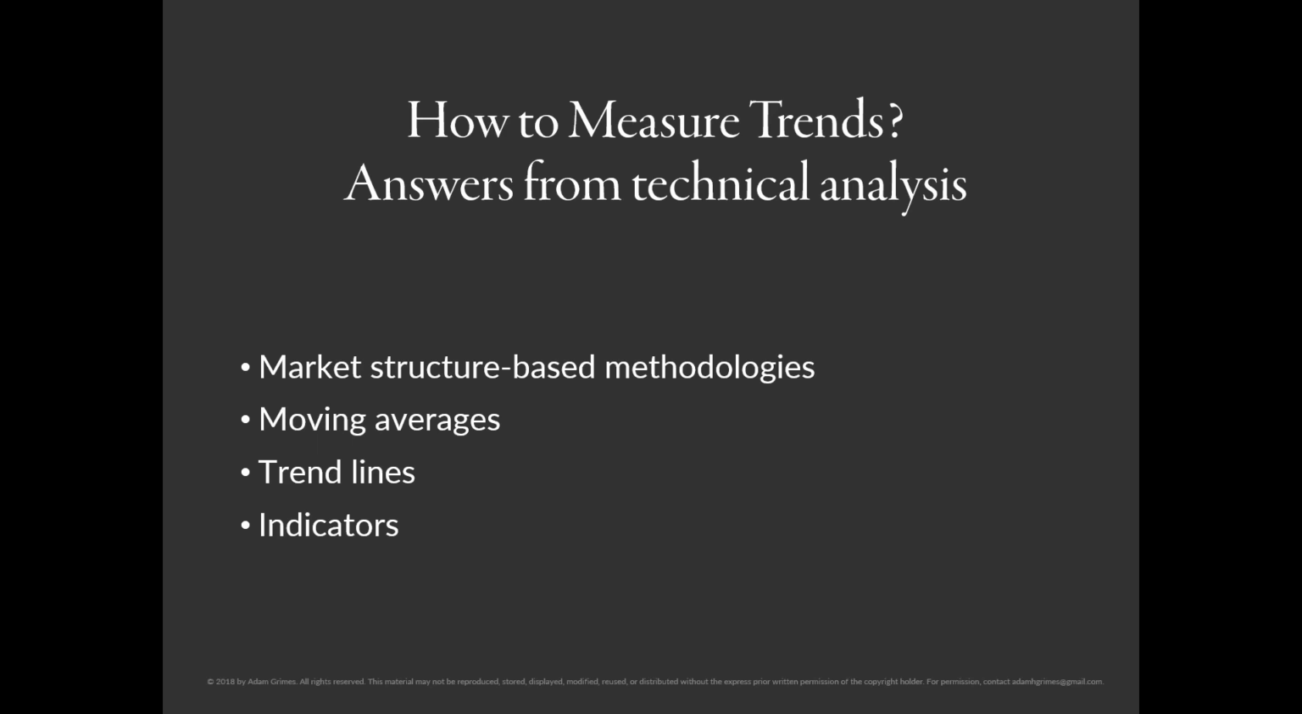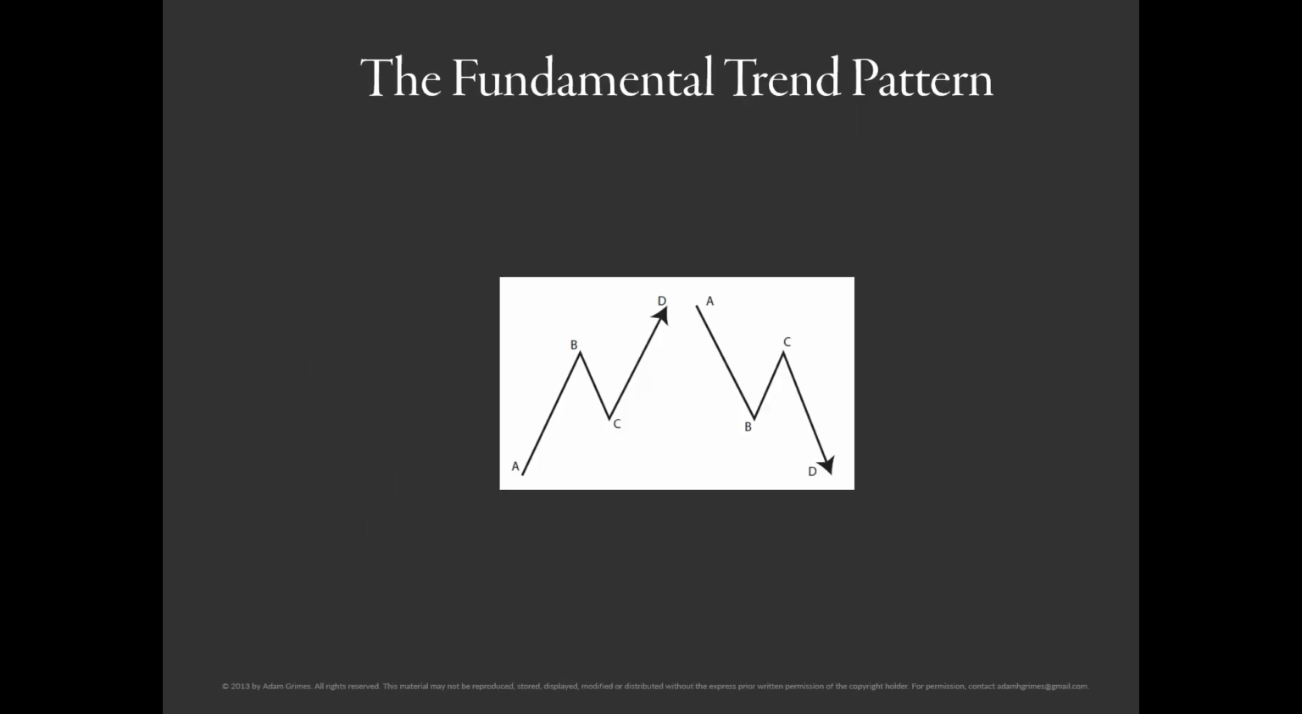Well, we can look at market structure, which is basically just looking at patterns and prices. We can look at moving averages, trend lines, and indicators. I'm guessing most of you listening to this presentation have run into a lot of these things, maybe all of these things. I want to refresh your memory on some of them, maybe show you some things in a little bit different direction. So the fundamental trend pattern from a price pattern perspective is this.